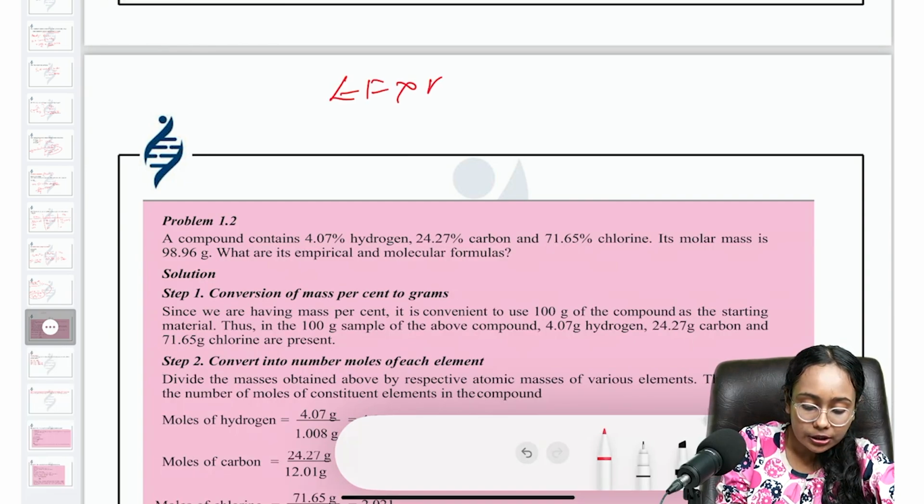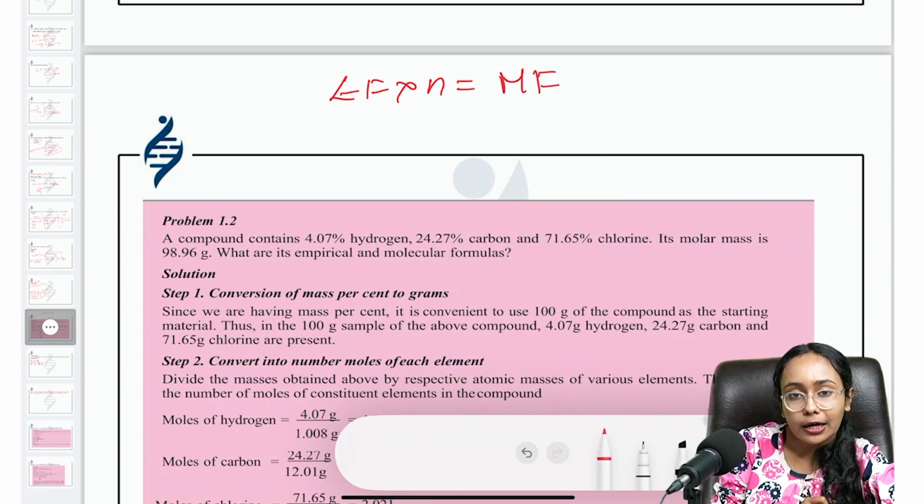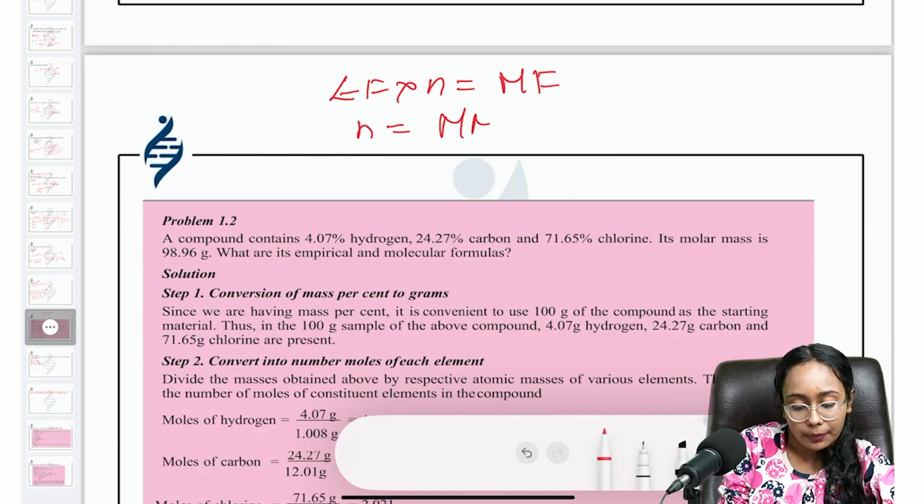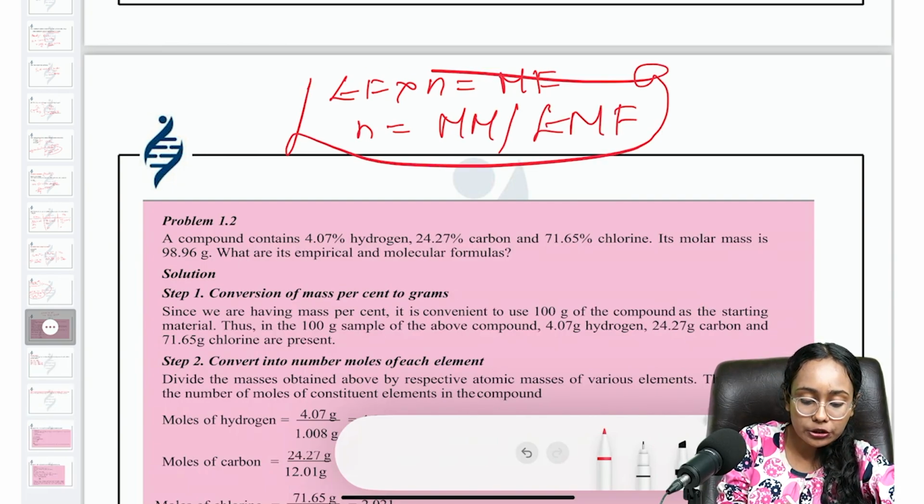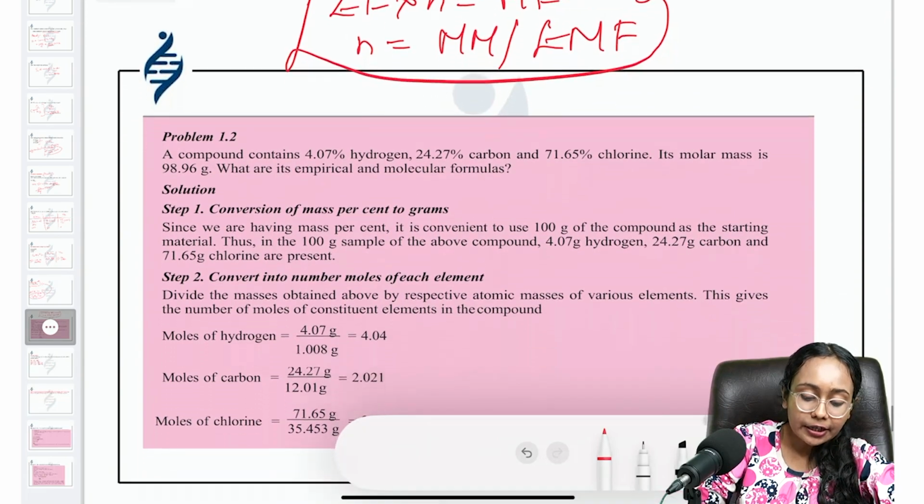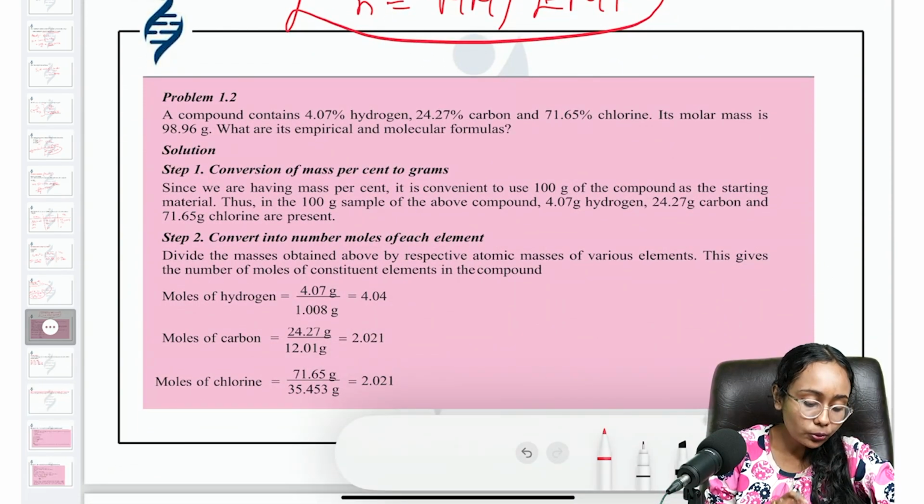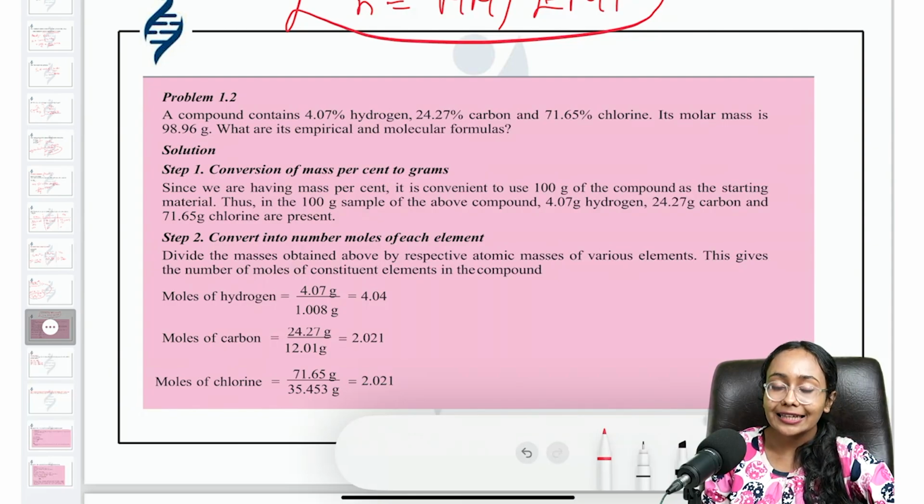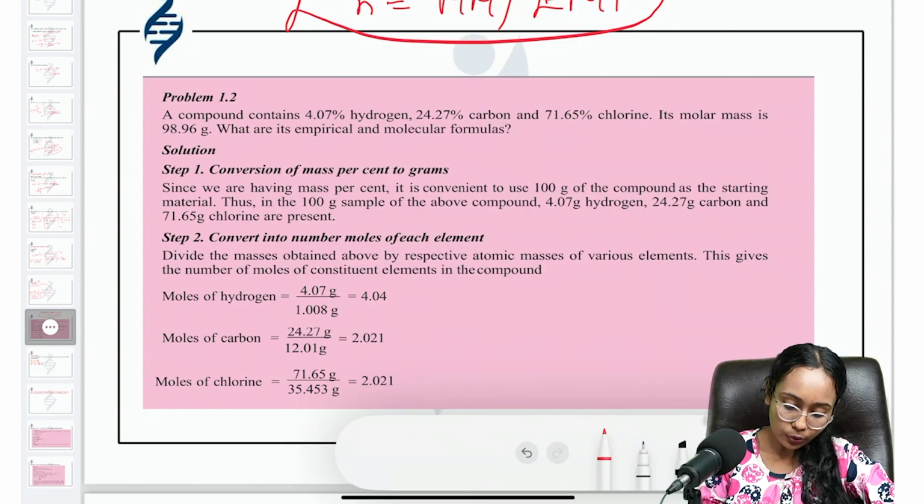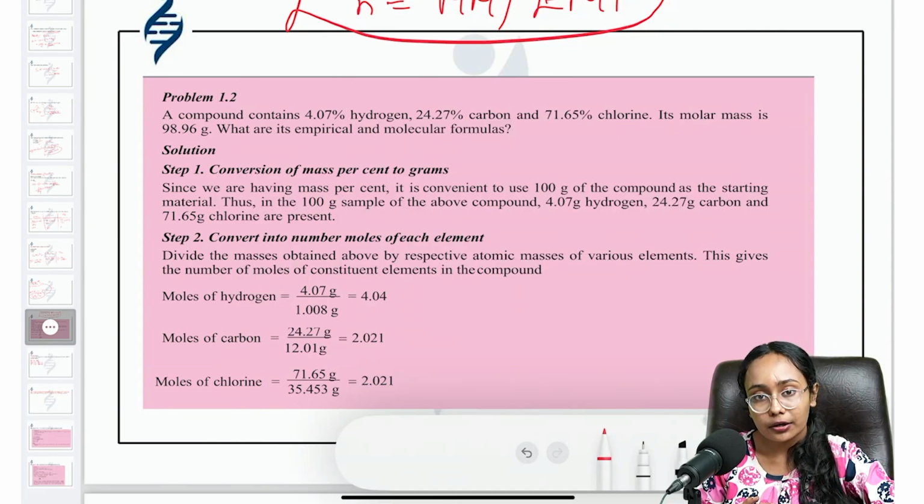Molecular formula is empirical formula into n, and n equals molecular mass divided by empirical formula mass. Hope you are familiar with this equation, right? If you have the idea about these two equations, we can surely do the problem from NCERT, that is problem 1.2. A compound contains 4.07% hydrogen, 24.27% carbon, 71.65% of chlorine. Its molar mass is given, and we are asked to find the empirical and molecular formulas.